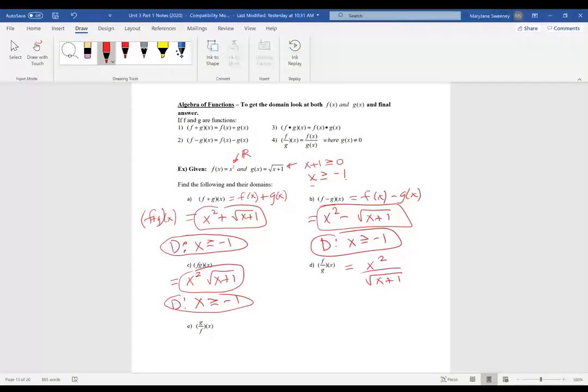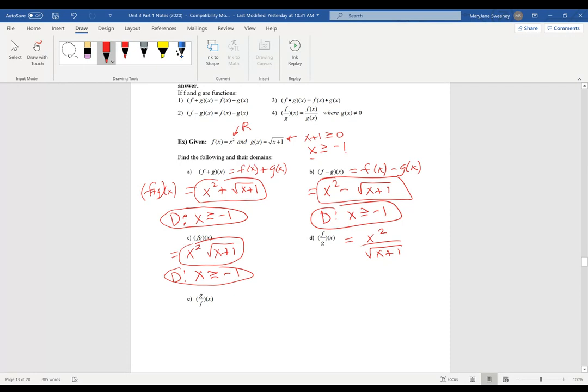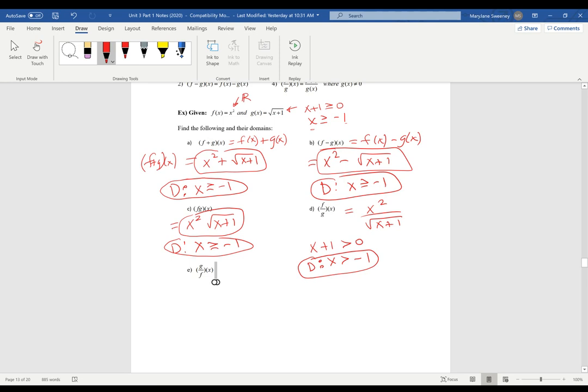Now, the final answer does have more of a restriction, right? Because when we were just doing the domains, we said if you have a fraction, you look at the numerator. If the numerator is all reals, which it is, it's x squared. So far, it's all reals, but the denominator cannot be 0, and that x plus 1 cannot be negative because it's under the square root. So I have to say x plus 1 has to be greater than 0. X has to be greater than negative 1. It can no longer be equal to negative 1 because I'd have 0 in the denominator.